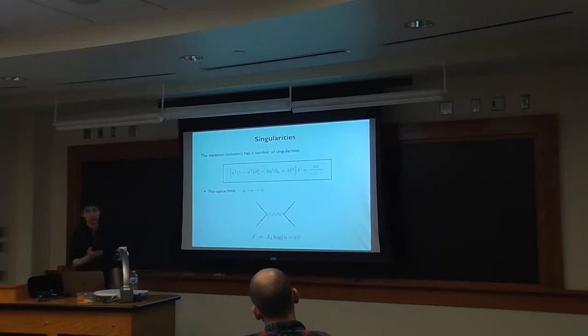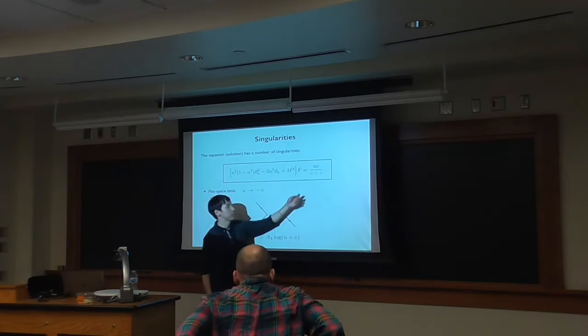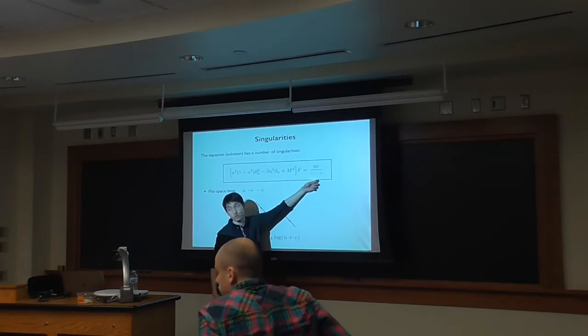But it's interesting to note that similar to the scattering amplitude having singularities at the location of the pole, this correlation function also has some singularities at particular locations corresponding to physical processes. So let me mention some of them. So first of all, there's a singularity that you can reach by sending U to minus V.